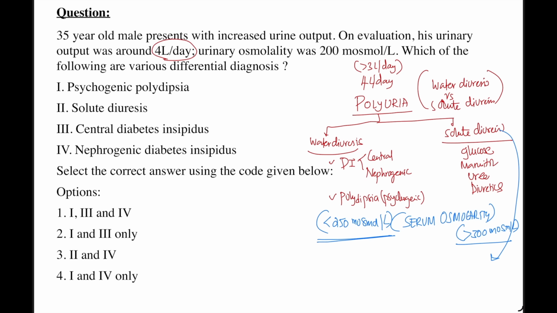So now look at this question. There is polyuria and there is low urine osmolality. That means the possible conditions are psychogenic polydipsia, central diabetes insipidus, and nephrogenic diabetes insipidus. It is never solute diuresis, because in solute diuresis you will expect more than 300 milliosmoles per liter. So the correct answer here is 1, 3, and 4. So the correct answer for this particular question is option number 1.